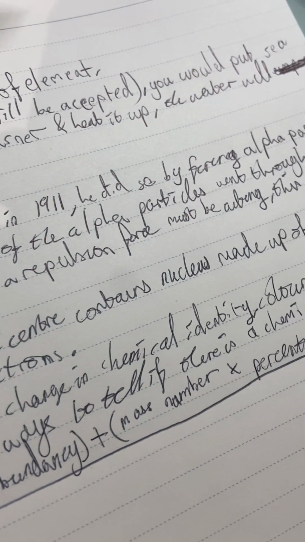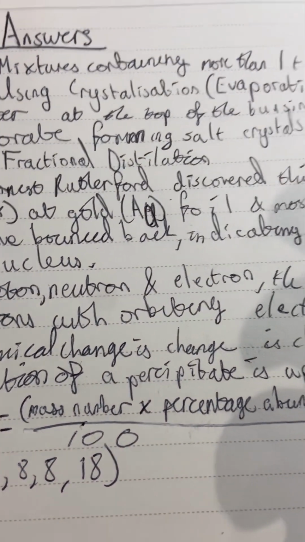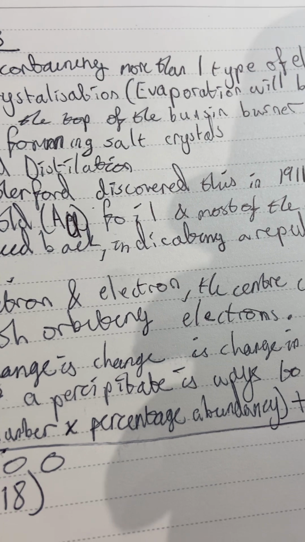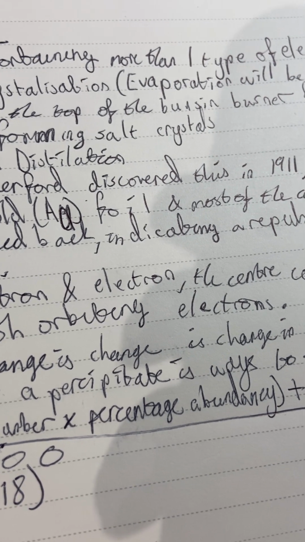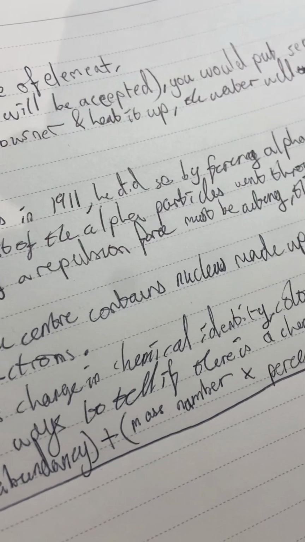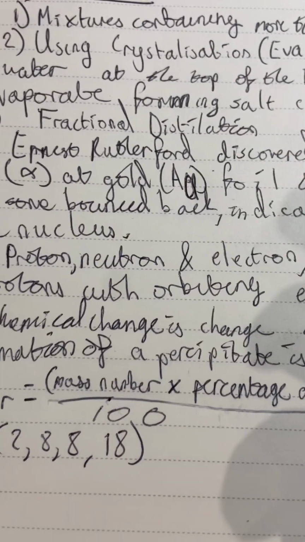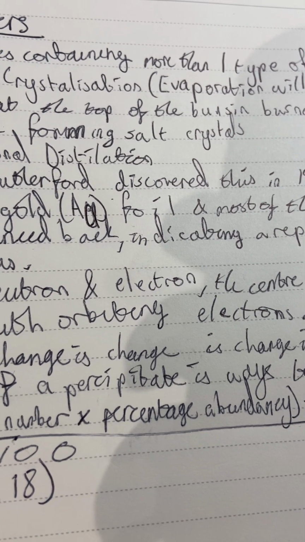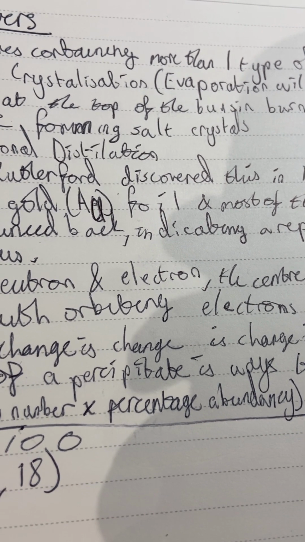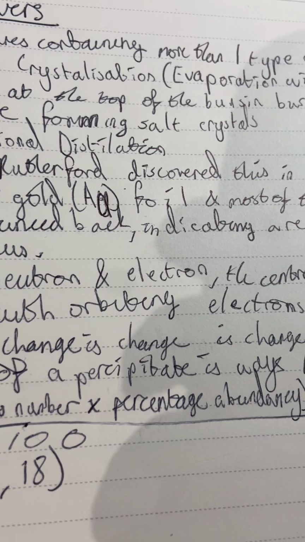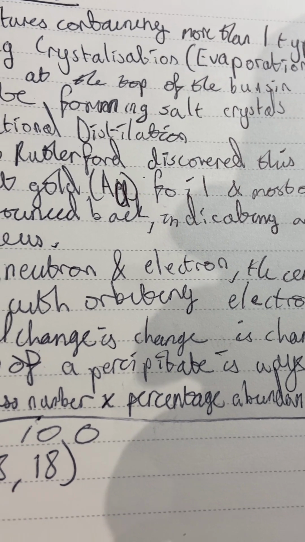And the method is you would put seawater at the top of the Bunsen burner in a beaker or a container of some sort, and you would then heat the Bunsen burner up. The water would then evaporate and then form salt crystals. That is genuinely what a 6 marker would give you.